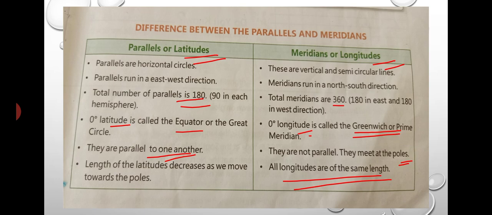Parallels are also called latitudes. That means these latitudes are parallel to one another and do not meet at any point. Longitudes are not parallel to one another, but they meet at the North as well as the South Pole. The length of latitudes keeps on decreasing from the equator towards the poles, and they reduce to just a point. Whereas the length of the longitudes is the same.